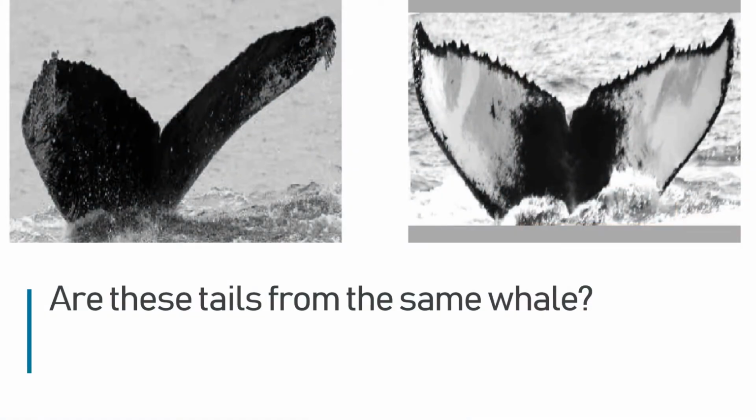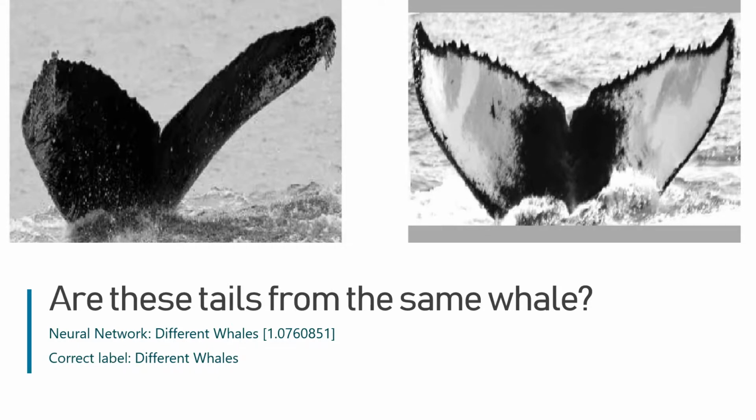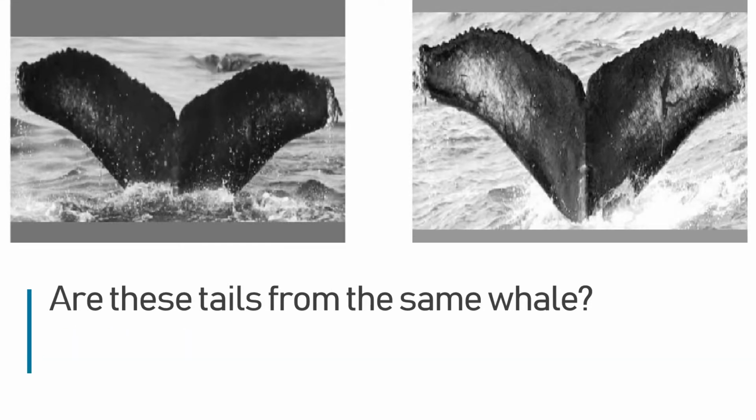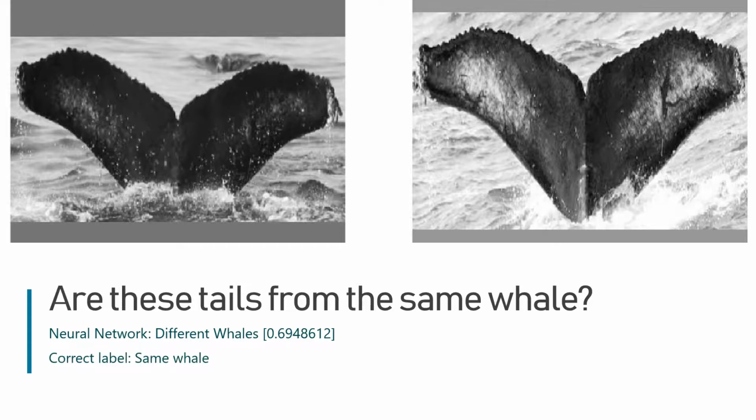So here's an example. Are these tails from the same whale? The neural network thought that these tails were from a different whale. And that's correct. Here's another example. The neural network thought that these were from different whales. However, the correct label was that these were from the same whale.